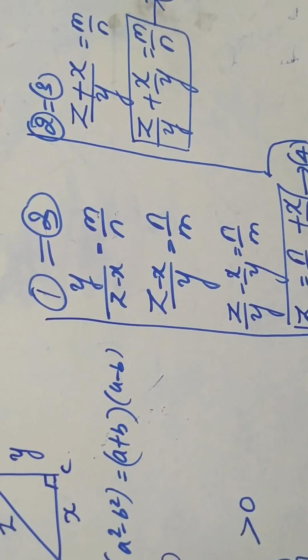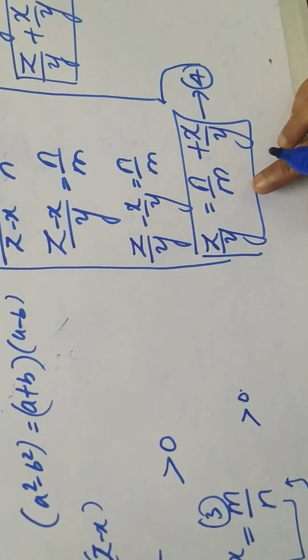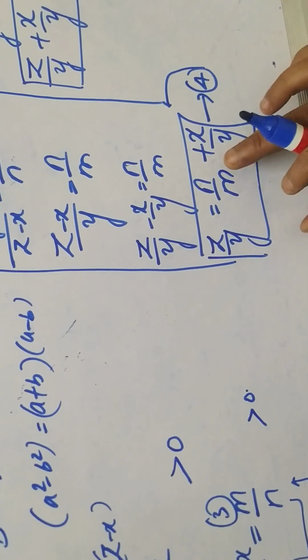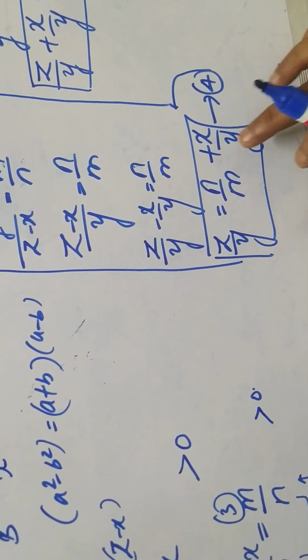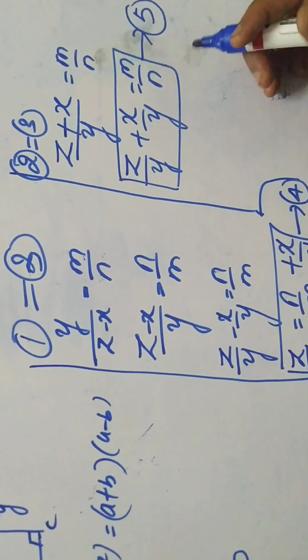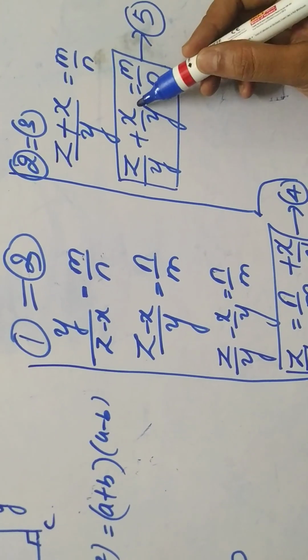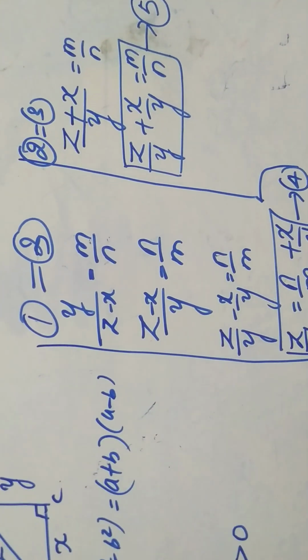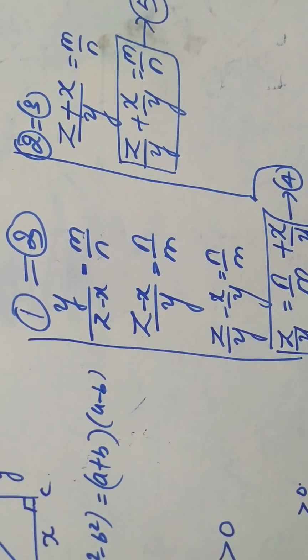So we are very clear. Fourth equation, z by y is equal to n by m plus x by y. And fifth equation, z by y plus x by y is equal to mn. So now the next step.